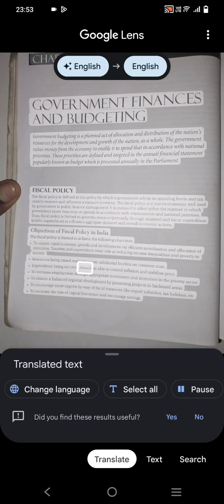Expenditure being incurred should be able to control inflation and stabilize prices. To increase employment through appropriate investment and incentives in the priority sector. To ensure a balanced regional development by promoting projects in backward areas. To encourage more exports by way of fiscal measures like export subsidies, tax holidays, etc. To increase the rate of capital formation and encourage savings.